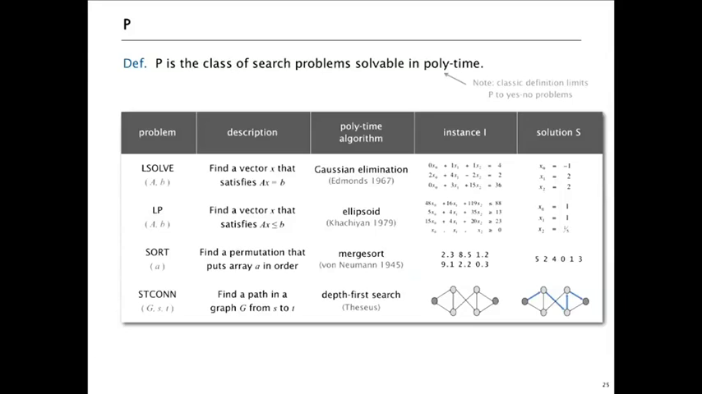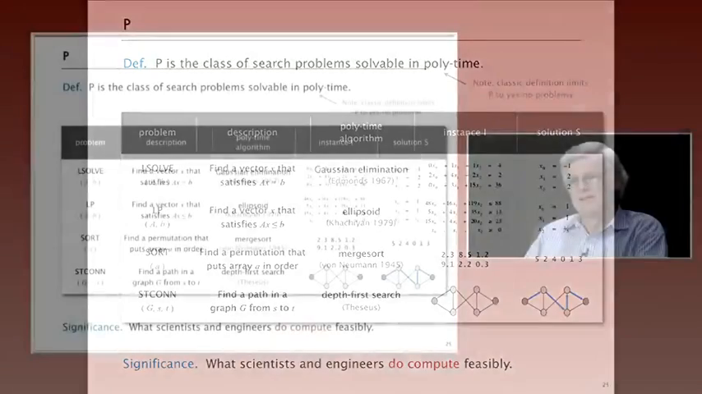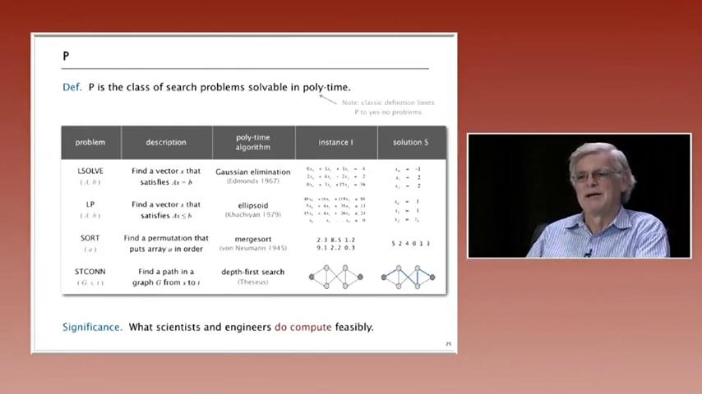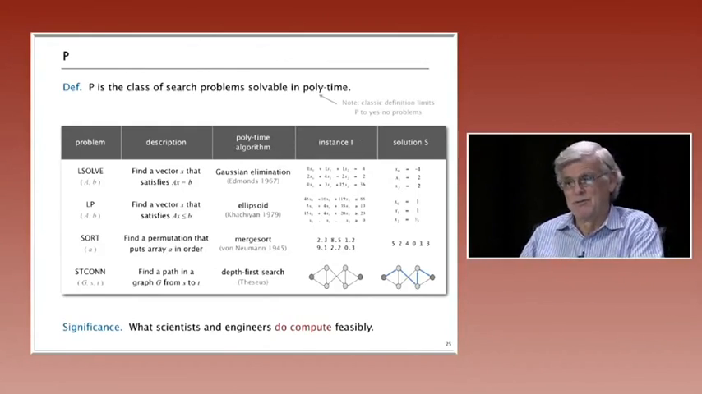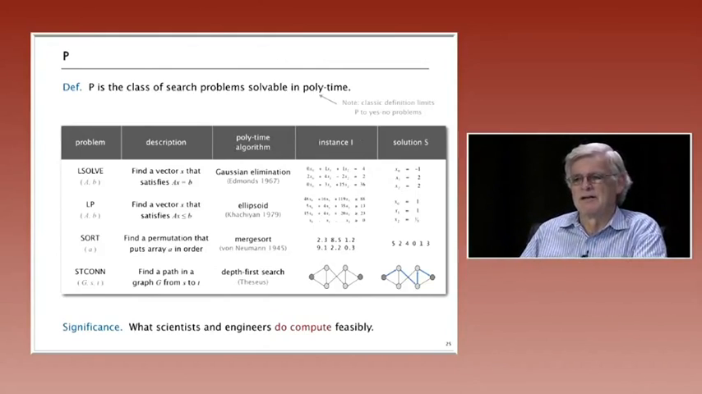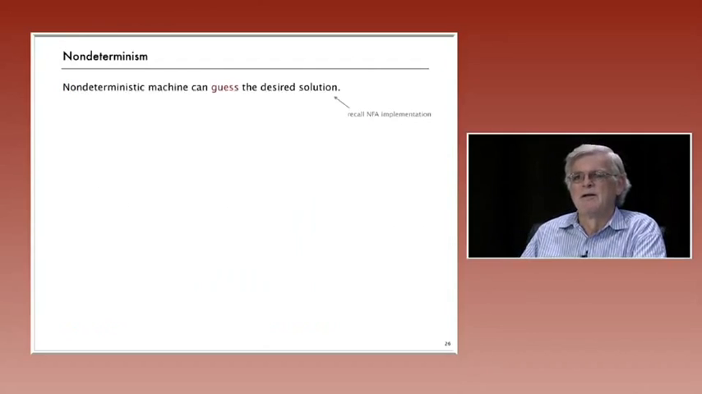So P is the class of search problems that are solvable in polynomial time. The significance of P is those are the ones that we actually do compute feasibly. NP is all the ones we would like to compute, and P is all the ones that we actually do compute feasibly. And those are perfectly well-defined classes of problems.